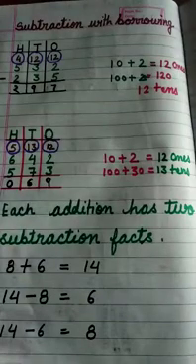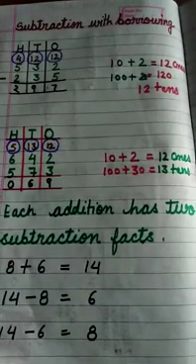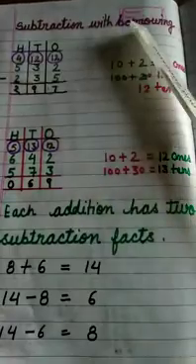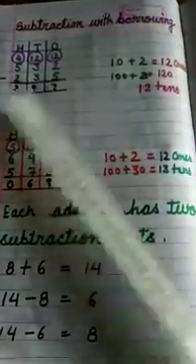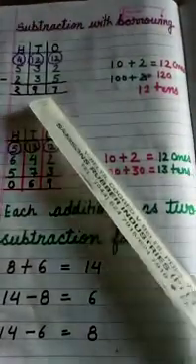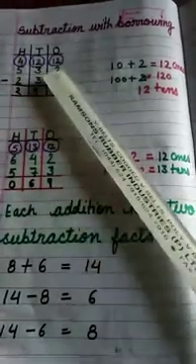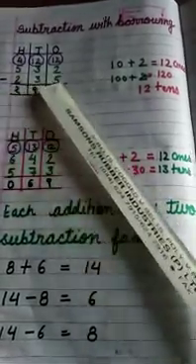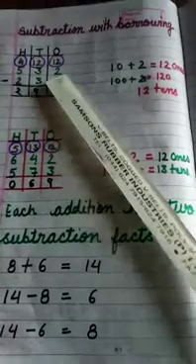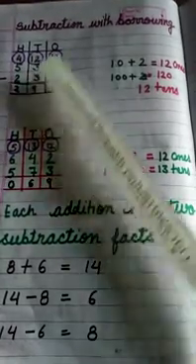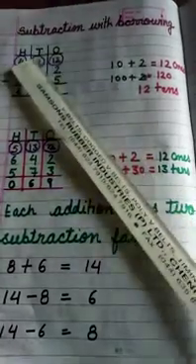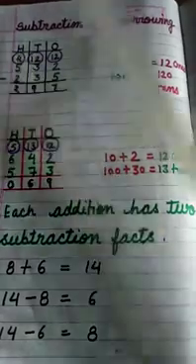Hello students, today we are going to learn subtraction with borrowing. Now the problem is 532 minus 235. Firstly we will arrange the numbers according to their houses like ones, tens and hundreds.